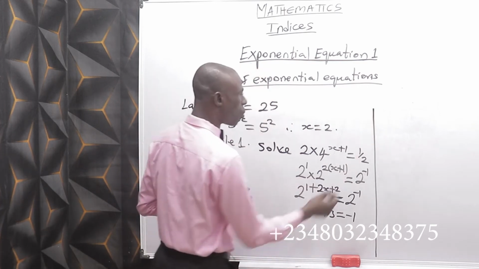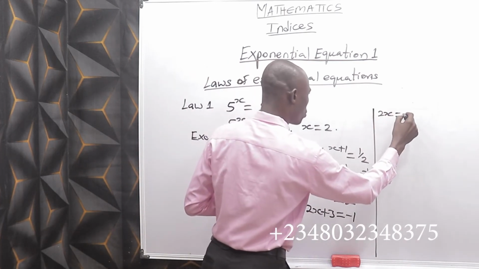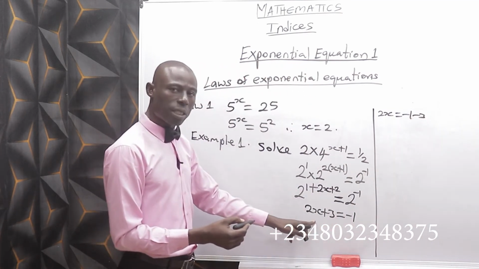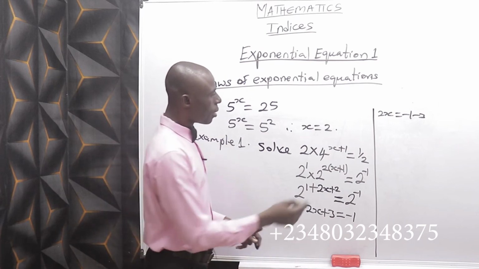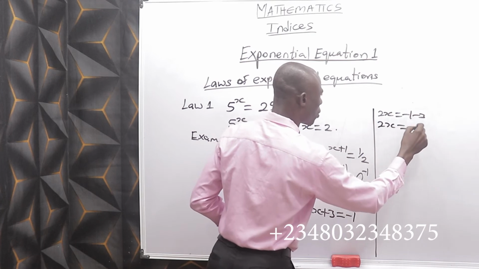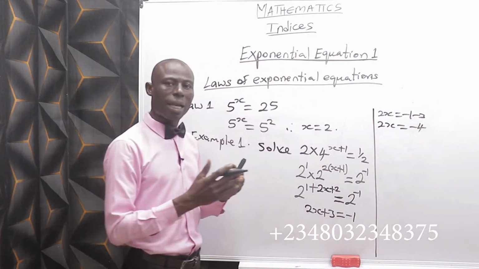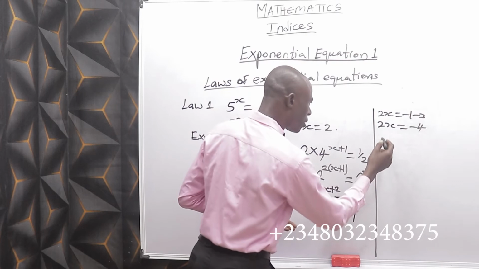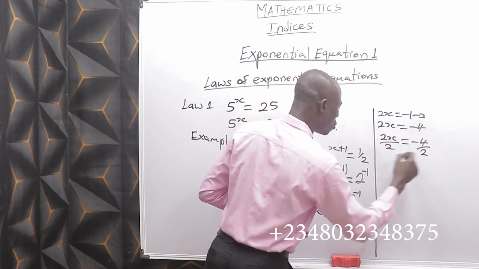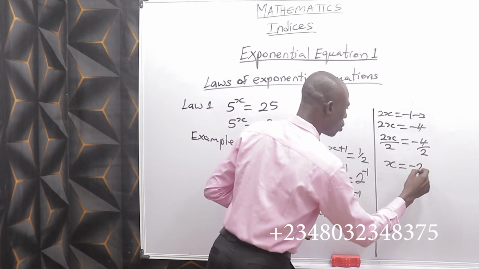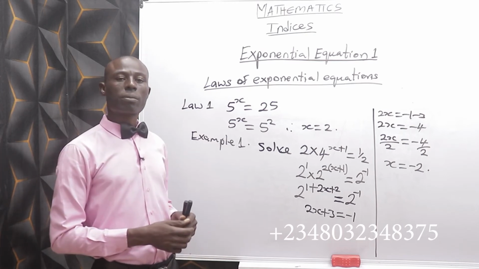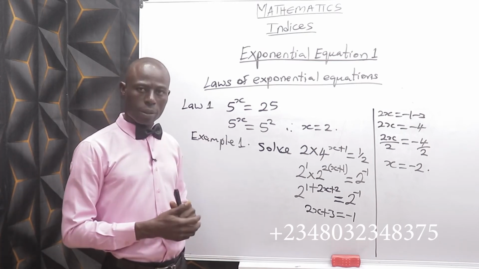So solving the equation, we have 2x equals minus 1 minus 3. Are you following? We are solving this equation. You have 2x equals minus 1 minus 3. So we have 2x equals minus 4. Dividing both sides by 2, the coefficient of x, we have 2x divided by 2 equals minus 4 divided by 2. x now is equal to minus 2. That is the end of that example 1 under the law 1.